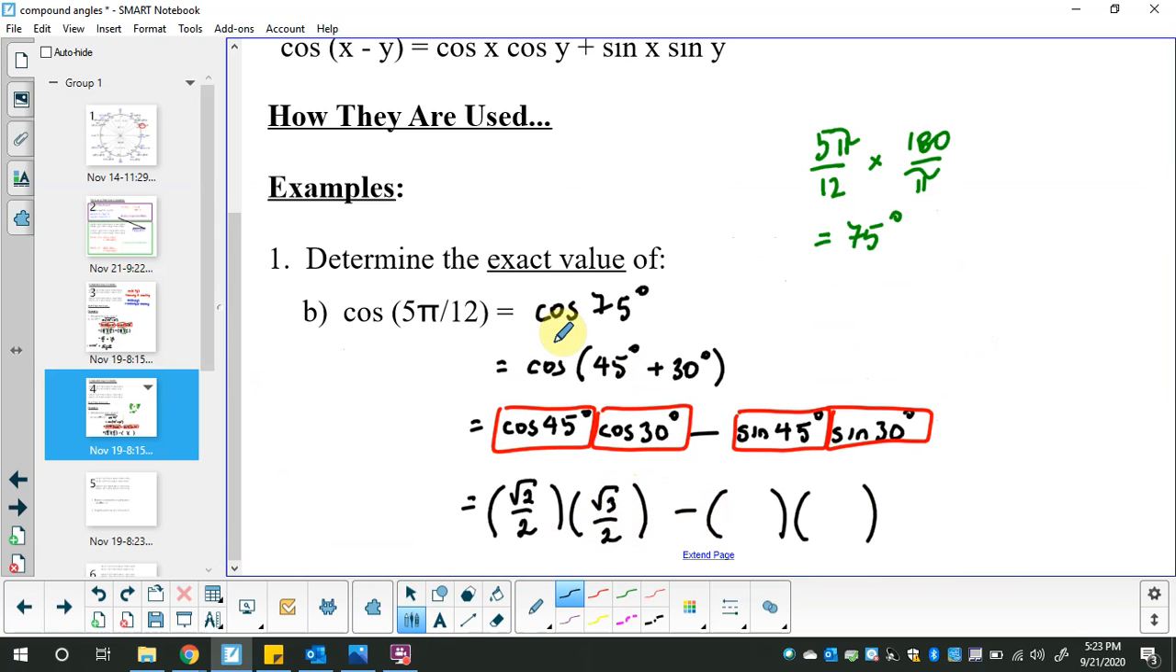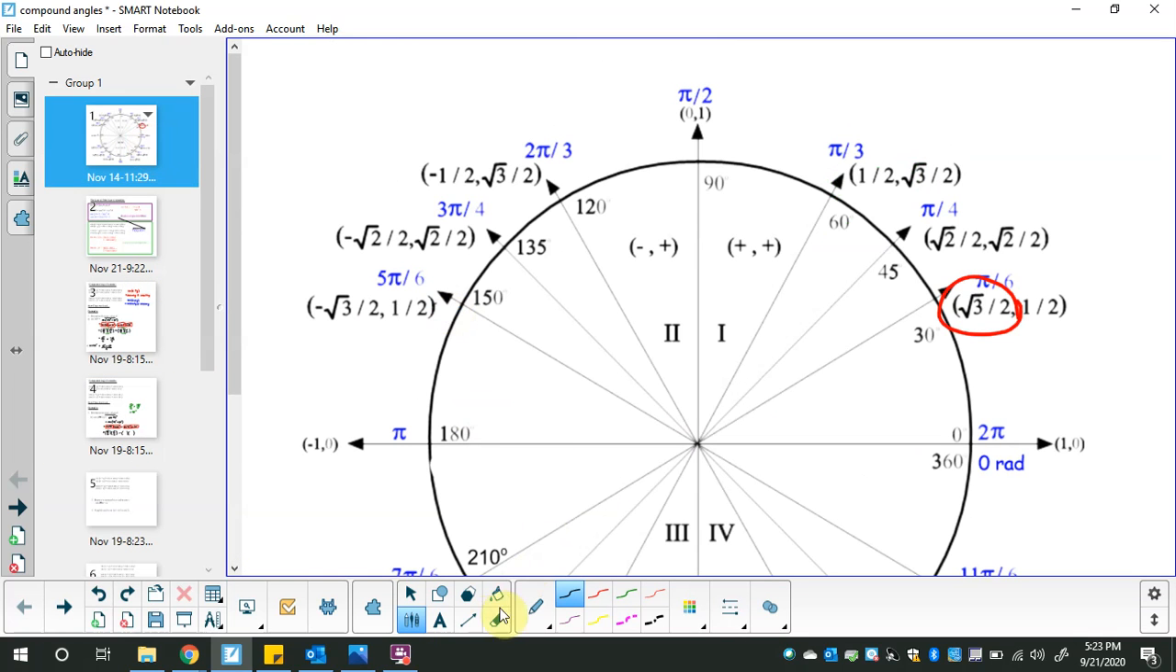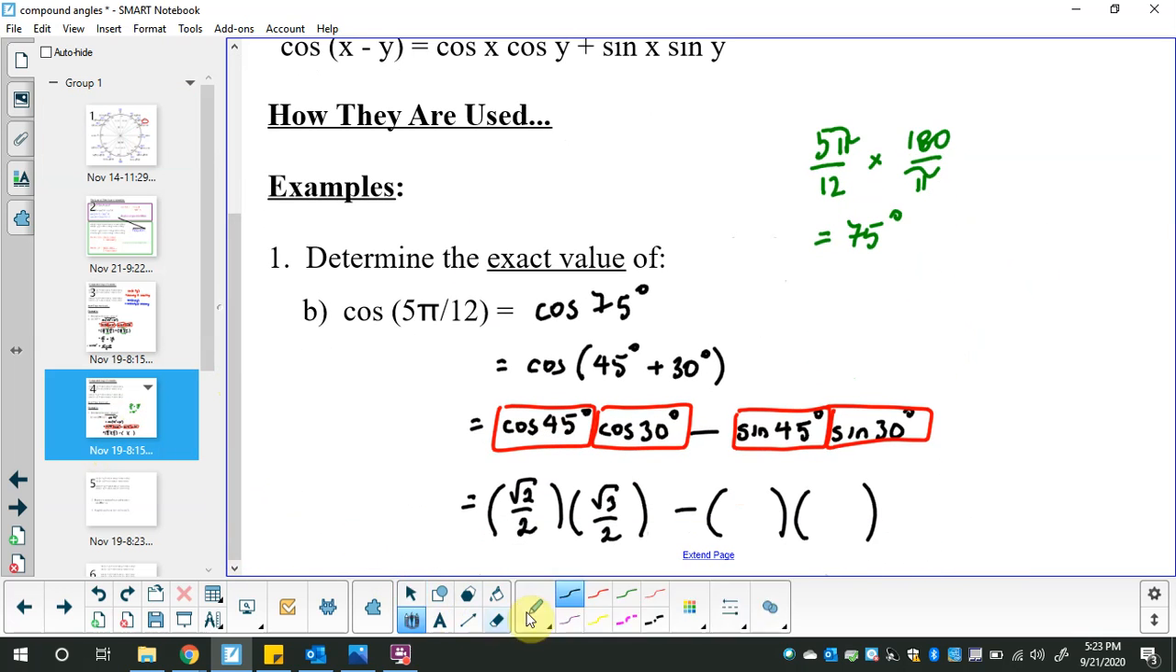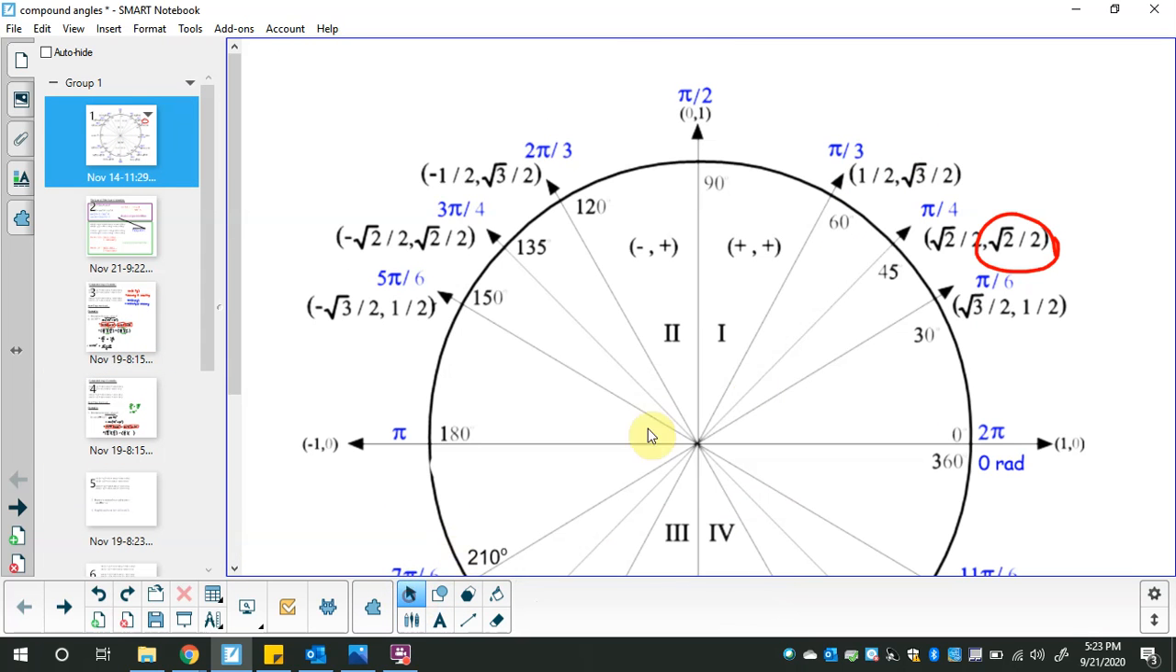Minus sine, because that's the formula. Sine 45 degrees. Sine is the second one, so root 2 over 2. And finally, sine of 30 degrees. There's 30, sine is the second one, 1/2.